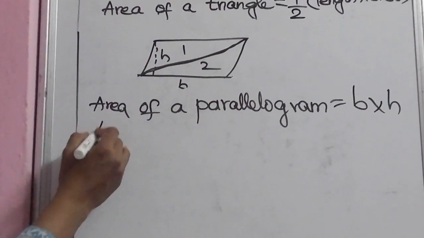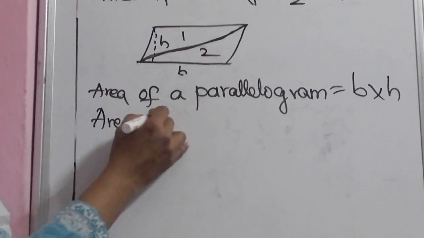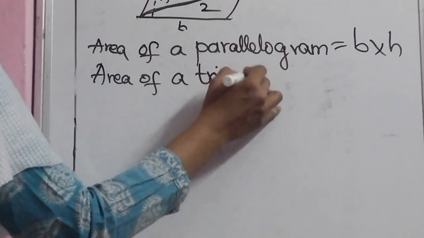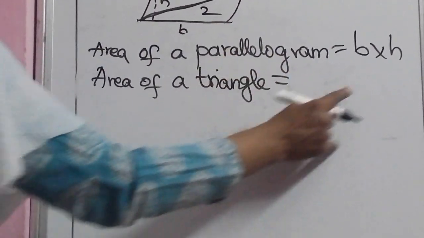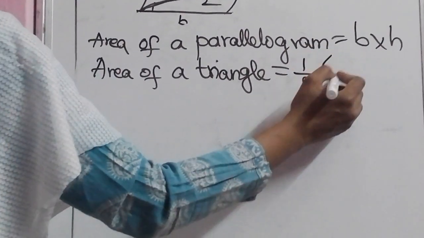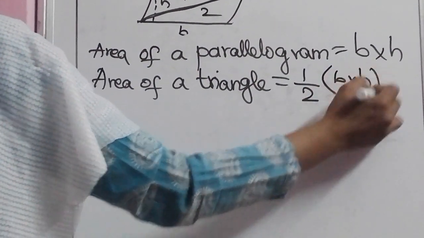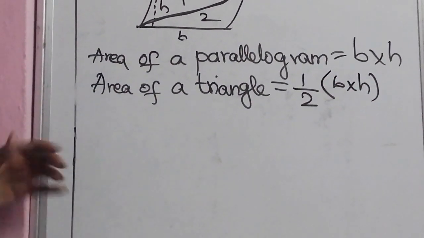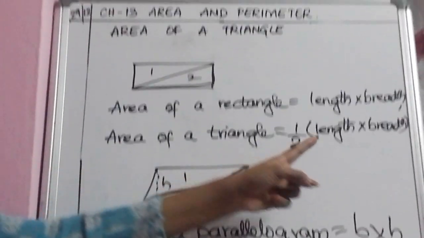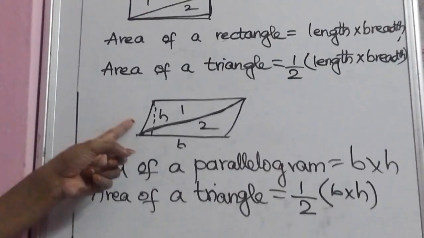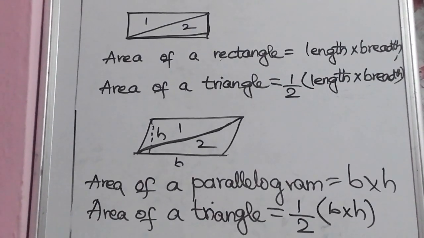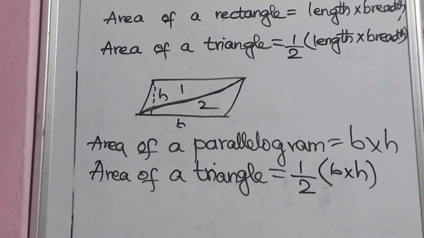Now if I want to find out the area of a triangle, one triangle only I am finding out. If two are there together, then it is b into h, but we are finding out the value for only one, so it is half bh or half b into h. This is the formula. If a rectangle is given in the diagram, you need to use this formula. If a parallelogram is given, you have to use this formula. Understood this? Copy in your classwork books, children.